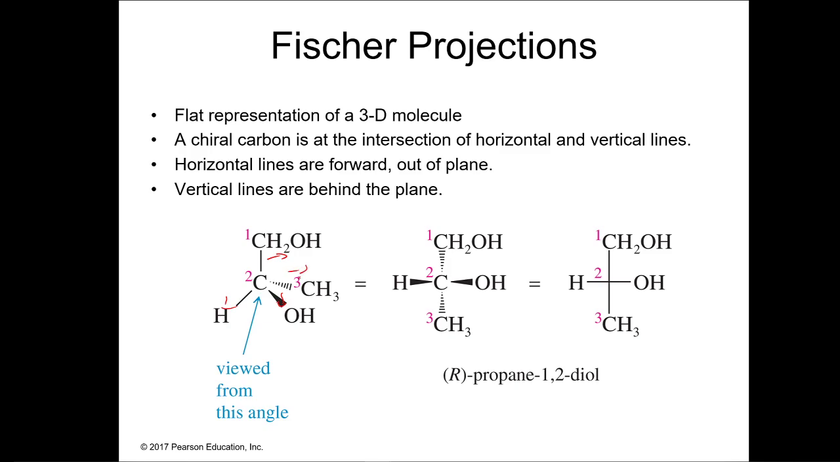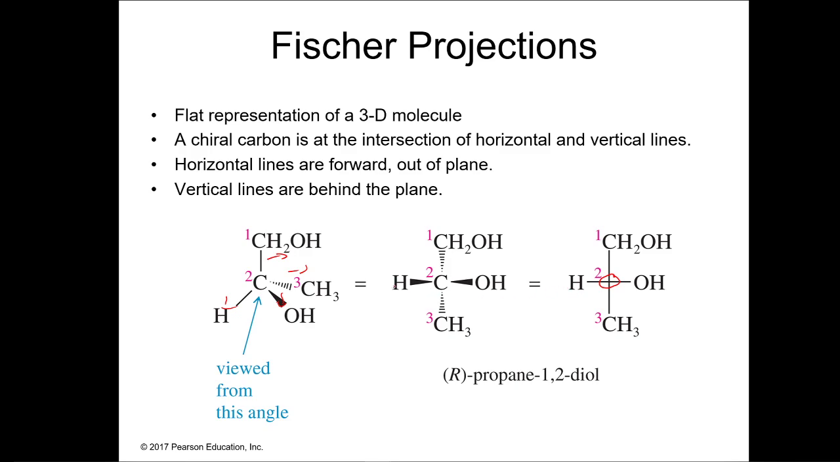away from you. The away from you goes on the vertical plane, and the towards you goes on the horizontal plane. And you basically draw that as a flat structure. So here's my chiral carbon, and here are the things that are attached to it. This is by far the best way to look at chirality. It's the easiest way to look at chirality.